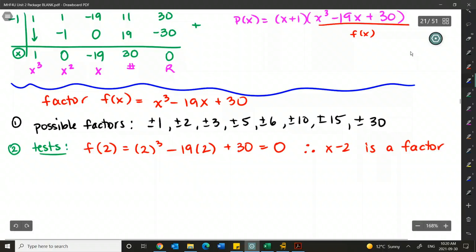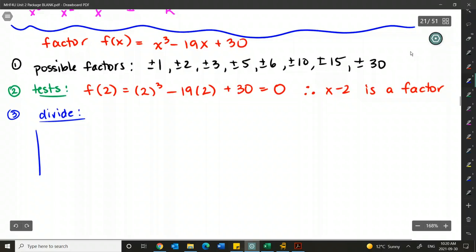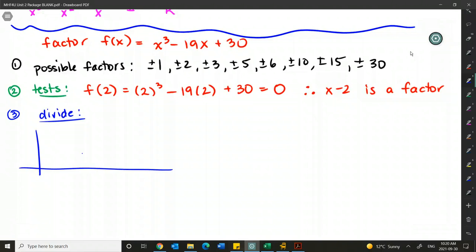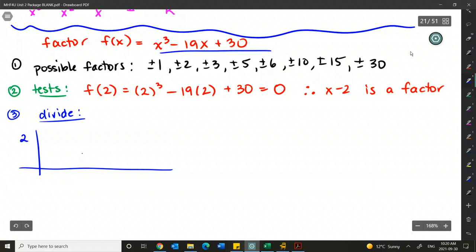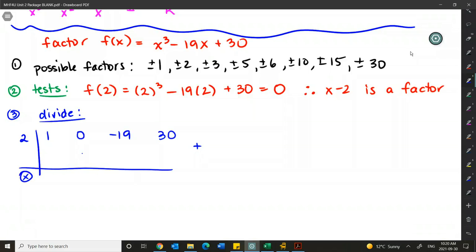Okay, we're going to go into our third step, which is to divide, now that we have our factor. And by the end of this unit, hopefully we are very comfortable with synthetic division, right? Because we're doing it a lot. So I'm going to use 2 here. I'm using f at x, so I'm going to have 1, 0, negative 19, and 30. Why did I put 0 there? Lexi? Okay, I don't have an x squared term in between x cubed and x.